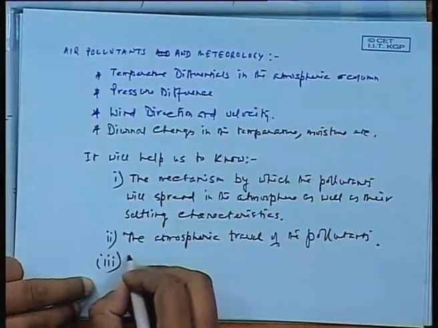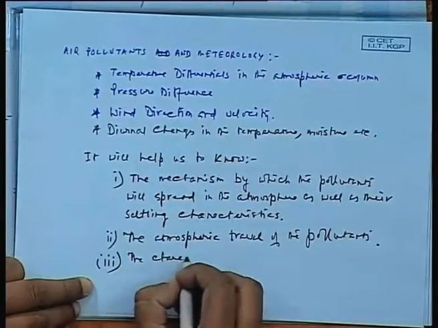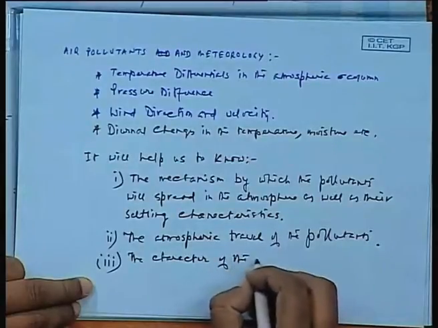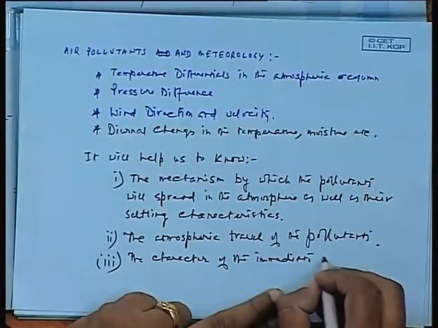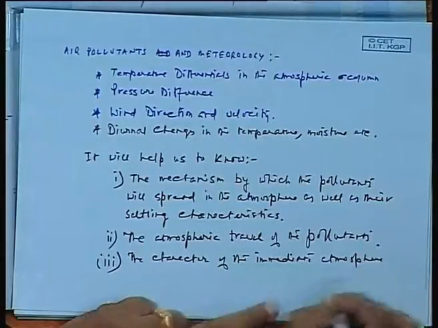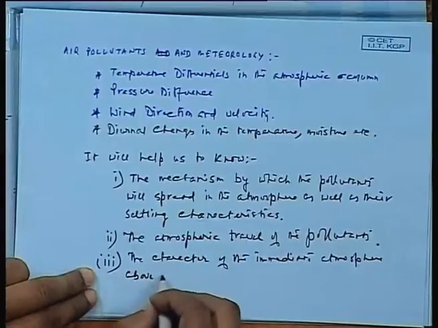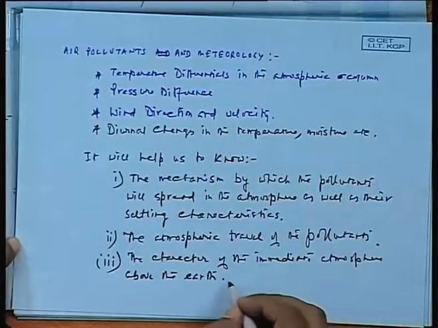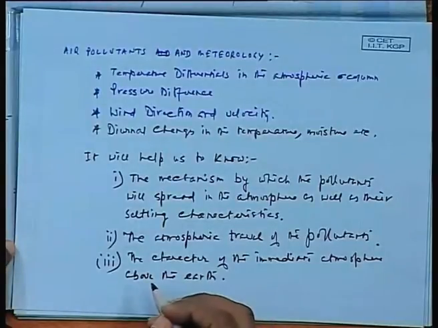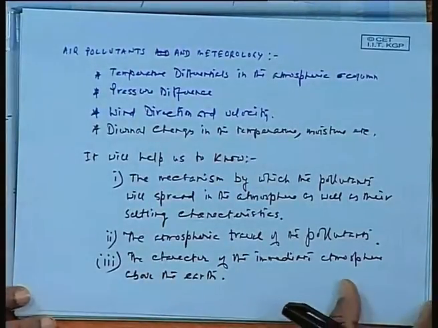All these atmospheric changes have something to do with the travel of the pollutants at different levels in the atmosphere. Okay, so the atmospheric travel of the pollutants, and also the character of the immediate atmosphere above the earth, is of great significance. We will try to see how and why these things matter a lot.